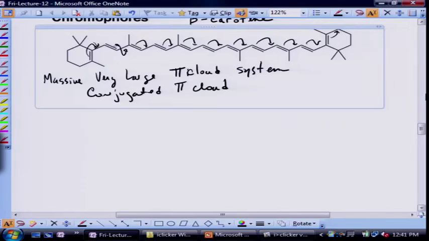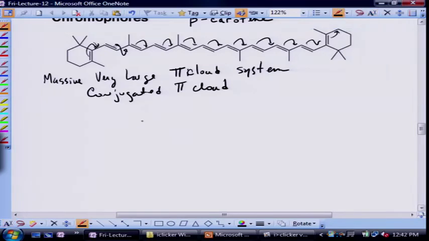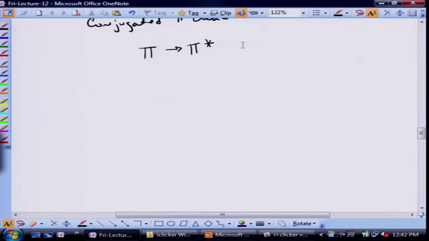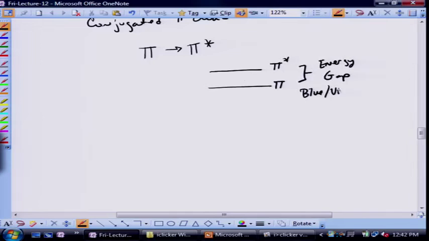All right. So we have a large system, and I already said it's orange because it absorbs in the blue. And it's absorbing in the blue so well because it has this huge pi cloud system. And it can do a lot of pi to pi star transitions. These pi to pi star transitions have an appropriate energy gap between pi and pi star. This is an energy gap that is in the blue, violet, cyan, that sort of spectrum.